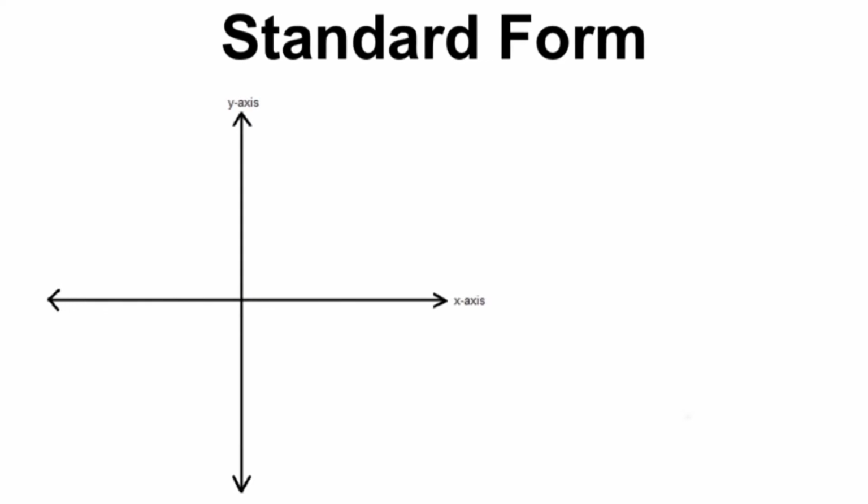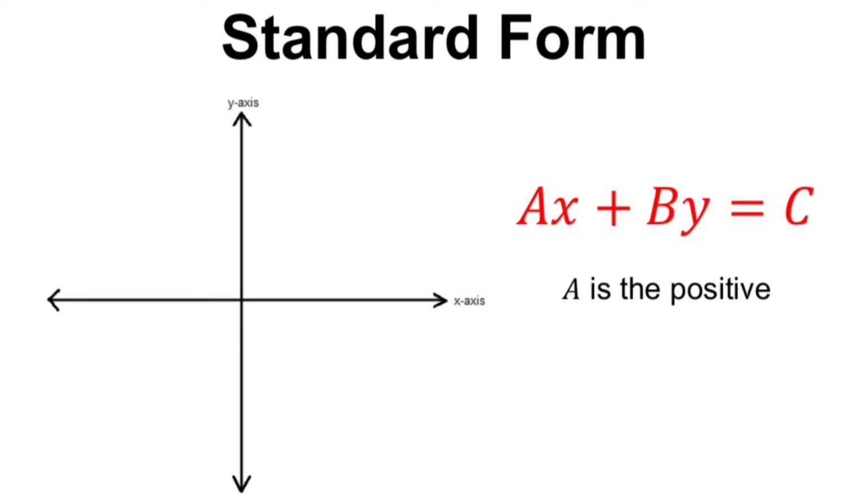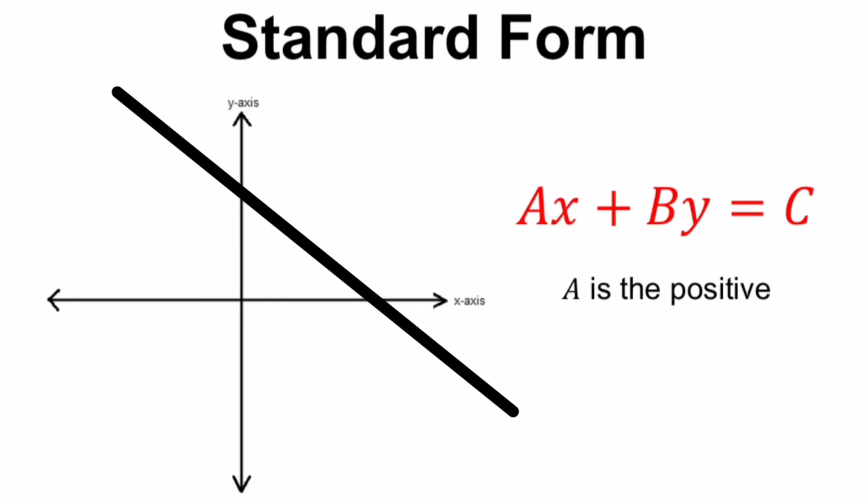The next form is called the standard form. This has the formula ax plus by equals c. We remember that our a should always be positive. This standard form is generally used to determine the x and y intercepts of a line. If we have this line, it touches this point on the y-axis and this point on the x-axis. We can determine the coordinates of these two points using this standard form. On the other hand, we also use this standard form in solving systems of equations. Now let's move on to the next form.